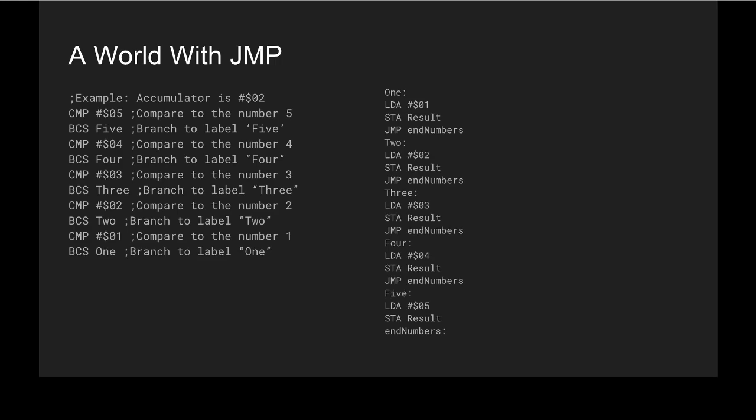So again, we're checking for the number 2. When we get to the number 2 in the comparison, we branch over to 2, the label. We load 2, we store it in result, but then we get to this jump command. And what does the jump command do? Sends us right to the end numbers. So now we get the expected result.